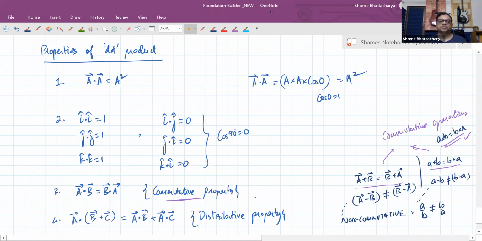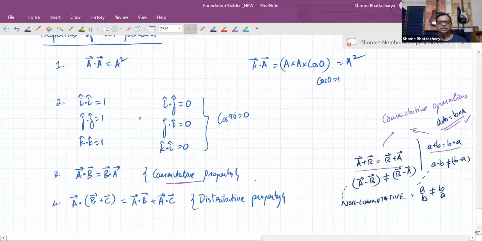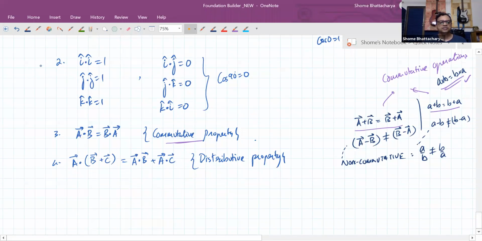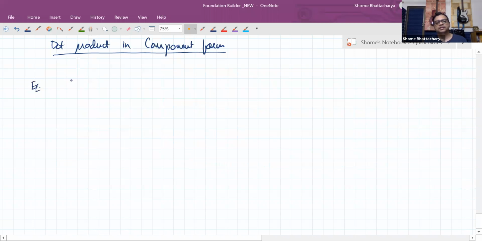Okay, so hope you understood these properties of the dot product operation. Now you'll see that these last few properties, these three, we will be using in the next definition, that is scalar product or dot product in component form. So we'll first see how to use these properties as an example, and then we'll develop the formula.